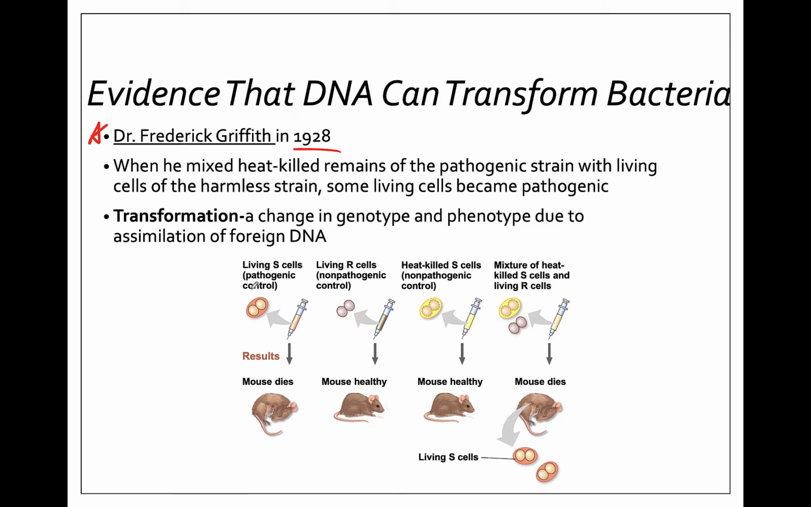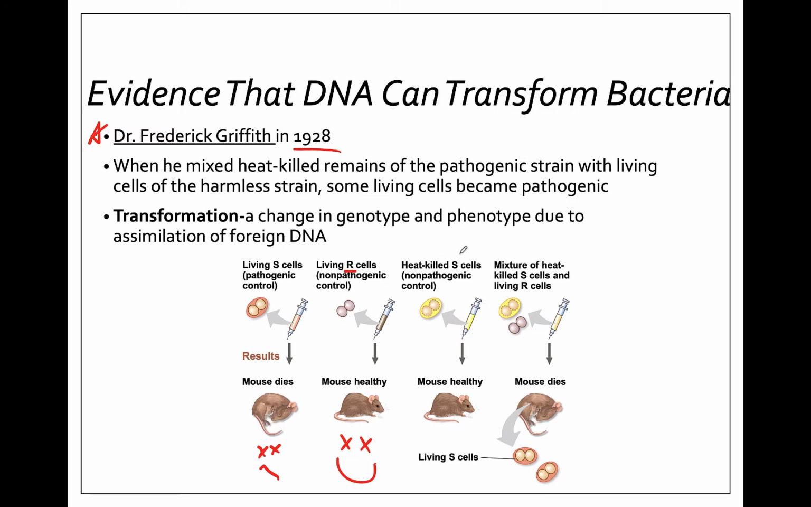So he did several experiments. He took a pathogenic bacteria. This is the S cell. He put it into a mouse, and the mouse dies, which makes sense. That's a pathogenic bacteria. Then he took the same bacteria that was non-pathogenic, so R is non-pathogenic, and that means it's not disease-causing. He injected that bacteria into a healthy mouse, and the mouse lives because it did not get a disease.